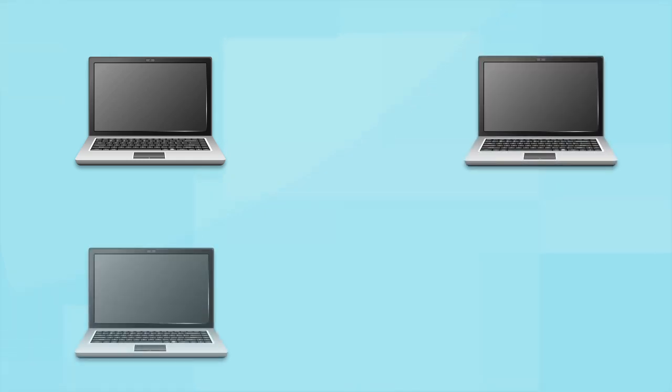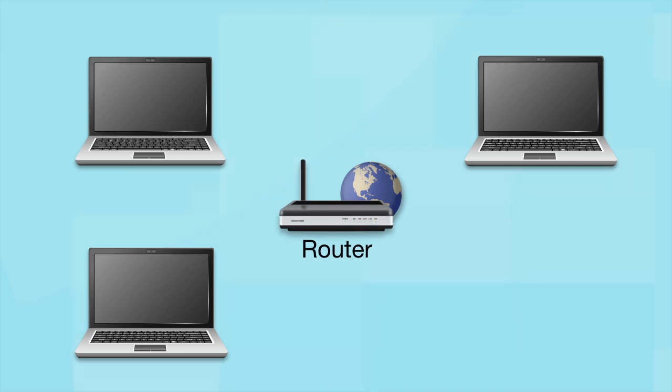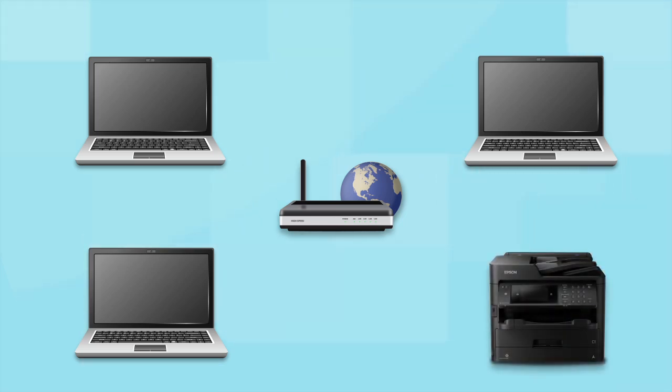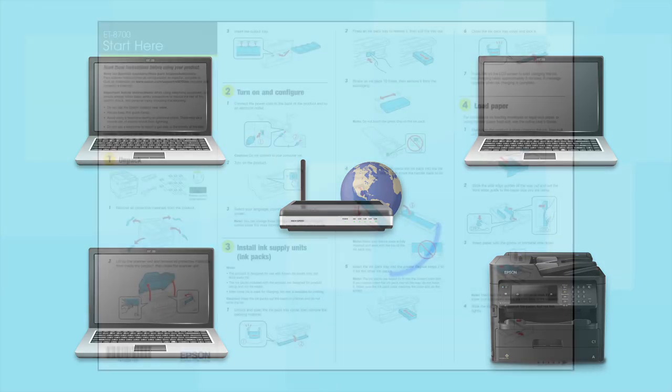Your network may include one or more computers or devices and an internet modem connected to a router. Before making a connection, make sure that your router is wireless. Now let's set up your Epson printer and add it to your network. When you're done, you'll be able to print wirelessly from your computer. You can add the ability to print from another computer later on.